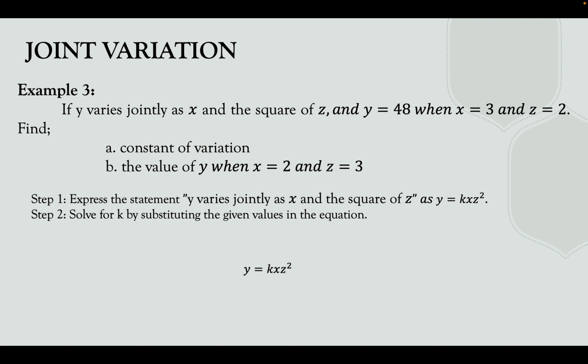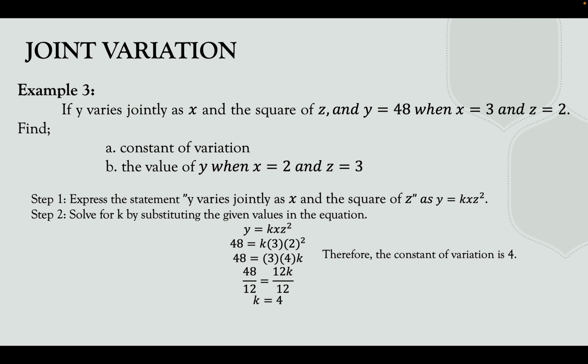So substitute the given. We will get 48 equals k times 3 times 2 squared. And then 2 squared is 4. So 3 times 4, we have 48 equals 12k. Divide both sides by 12. We will get k equals 4. That means our constant of variation is 4. And then the equation of variation now is y equals 4xz squared.